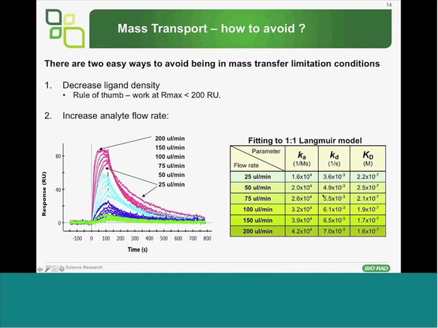And you can see also that the dissociation is changing. Again, this relates to the mass transport and to the rebinding. And at the end, the overall affinity will change, but because the Ka and Kd go in opposite directions, the overall KD actually changes less than the kinetic rate constants.